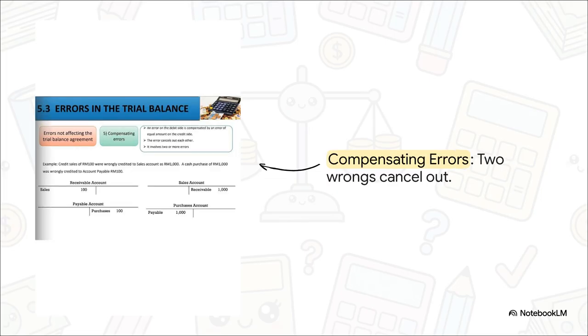Compensating errors are wild because it takes two totally separate mistakes to cancel each other out. Check out the calculation here. First mistake. Credit sales of RM100 were wrongly credited as RM1000, making the credit side RM900 over. Second mistake. A cash purchase of RM1000 was wrongly credited to accounts payable as RM100, making the credit side RM900 under. Plus RM900 and minus RM900 equals zero difference. The errors compensate, and the trial balance stays perfectly yet incorrectly balanced.